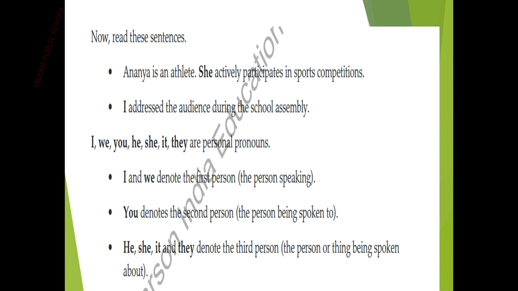I, we, you, he, she, it, they are called personal pronouns, which I said already. I and we denote the first person, the person who is speaking. You denotes the second person, the person being spoken to. He, she, it and they denote the third person, the person or thing being spoken about.